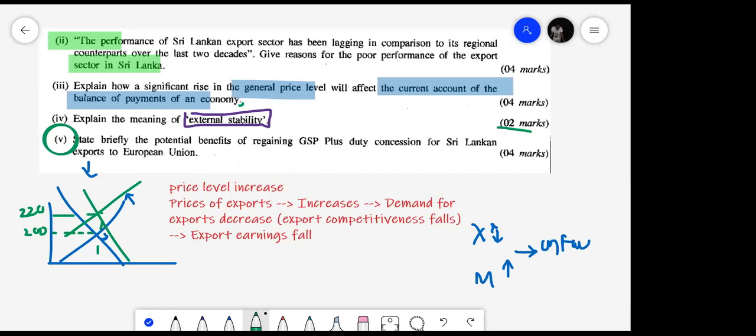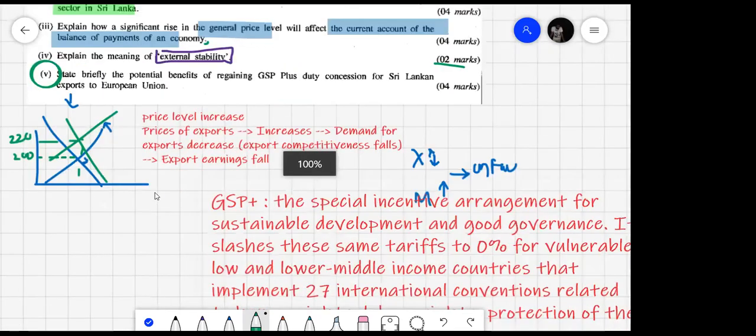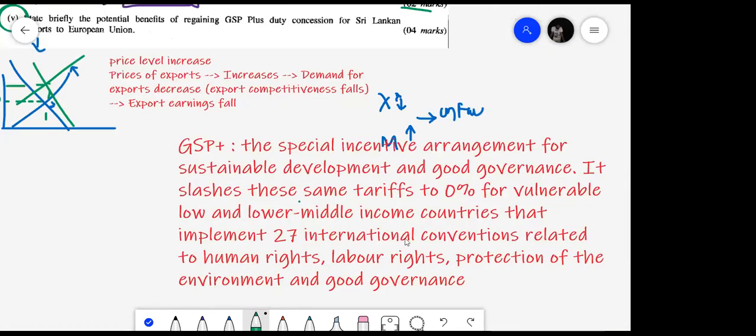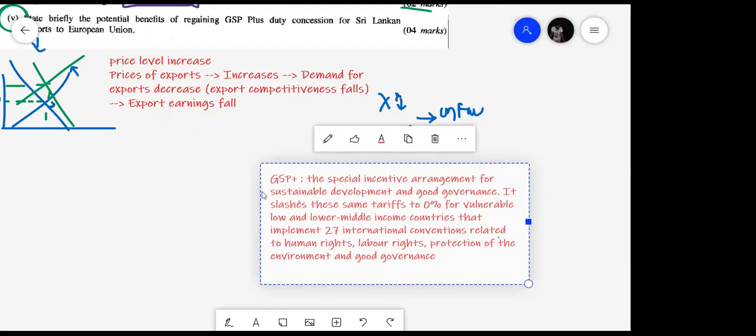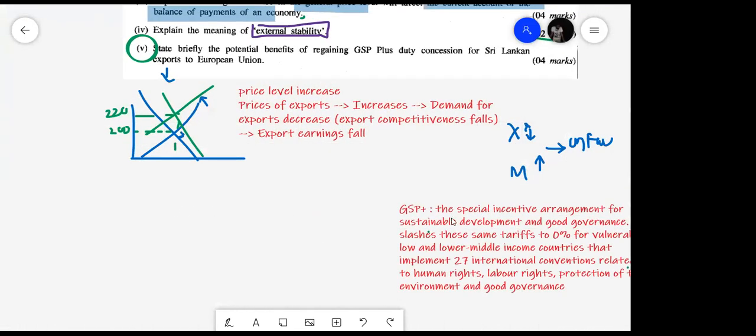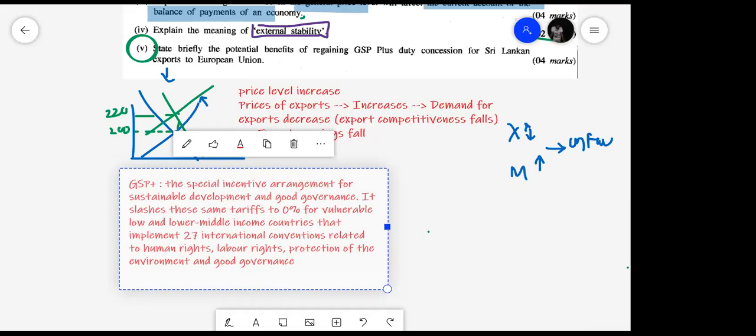Okay, special incentive arrangement for sustainable development and good governance, which slashes some tariffs to 0%. Okay, I'll copy and put this. What is GSP Plus? Okay, good. So based on one of the things you all have put, I put this. So this is what GSP Plus is, right? You all can take a screenshot or make it smaller. So this is what GSP Plus is, right? It's a special incentive arrangement for a country like Sri Lanka. What they have done is they have decreased the tariff rate, right?